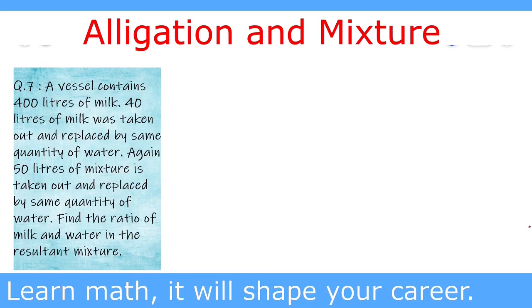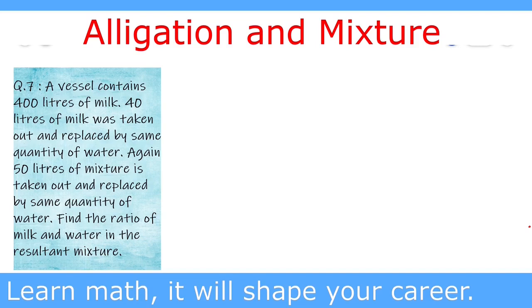40 liters of milk is withdrawn and replaced by the same quantity, that is 40 liters of water, and again 50 liters is taken out or withdrawn from the mixture and replaced by again 50 liters of water. And then we have to find out the ratio of milk and water in the final solution or final mixture.